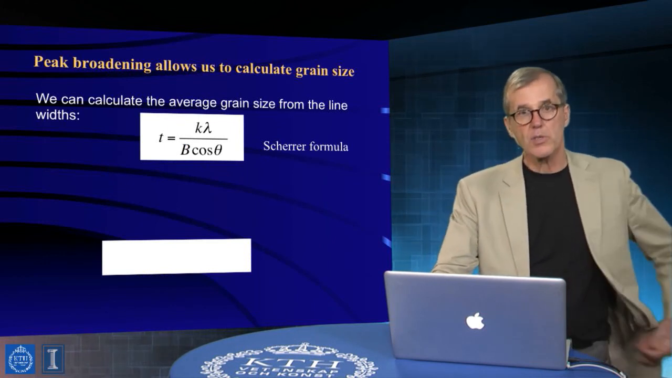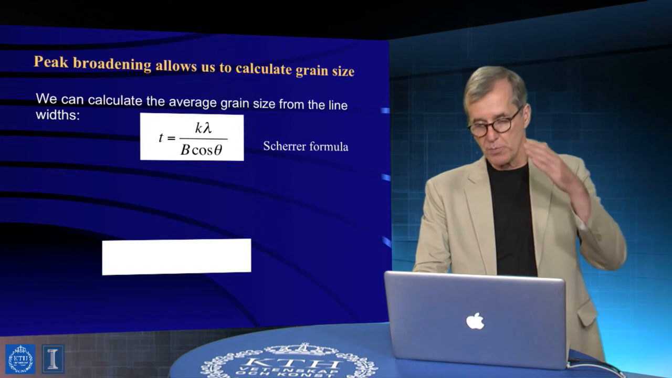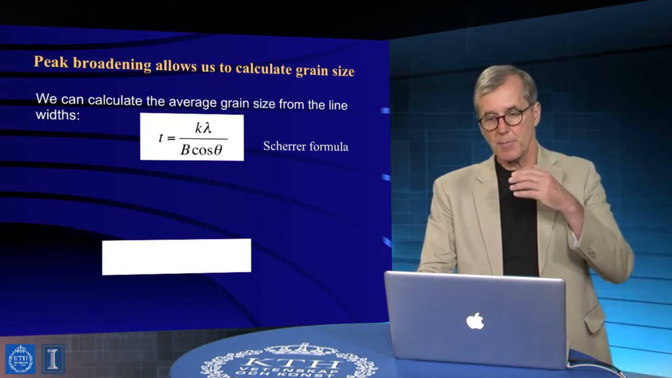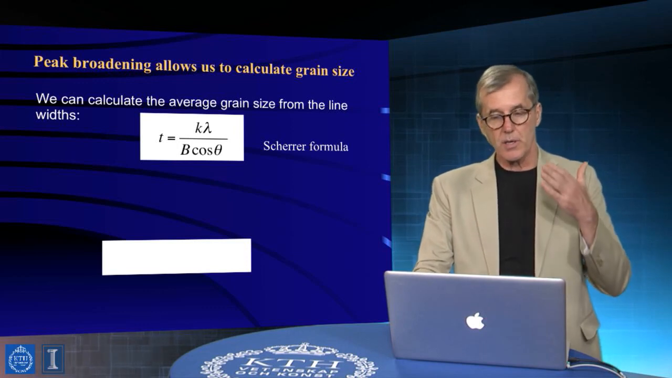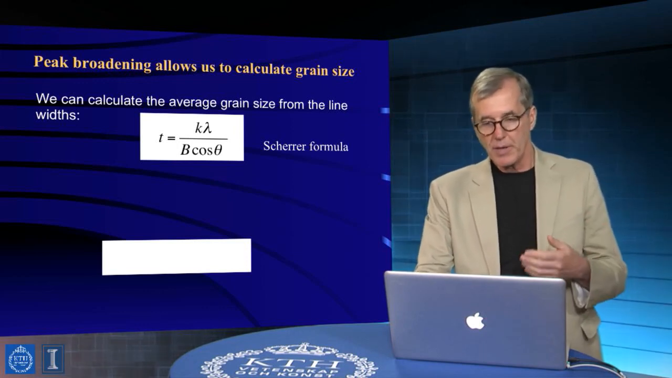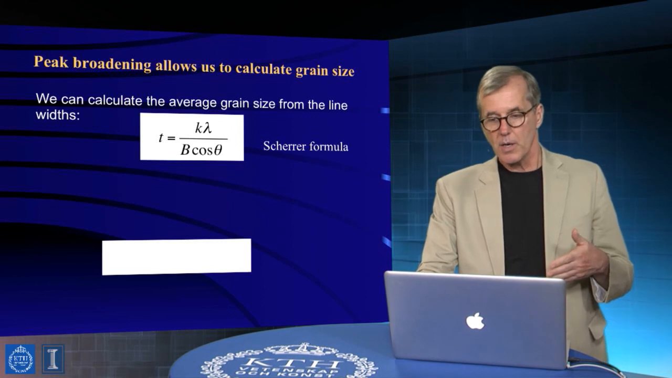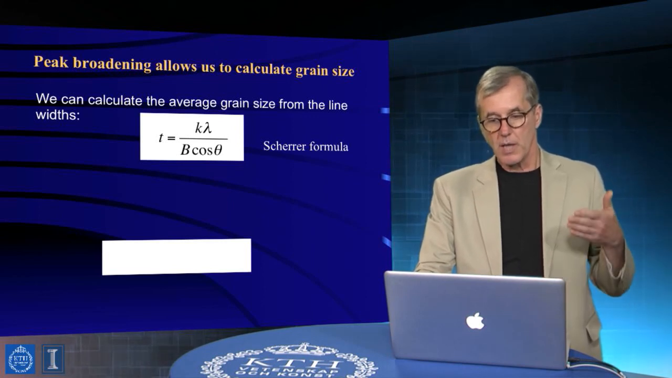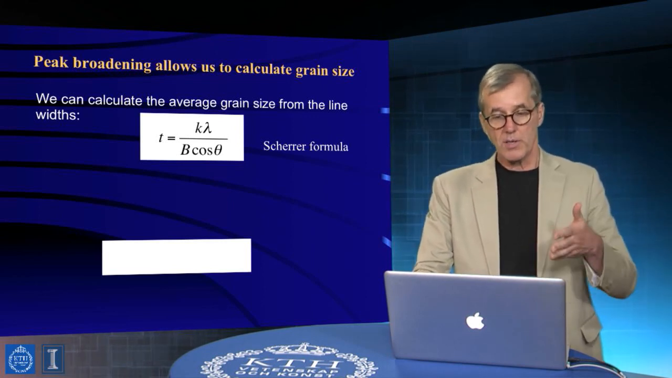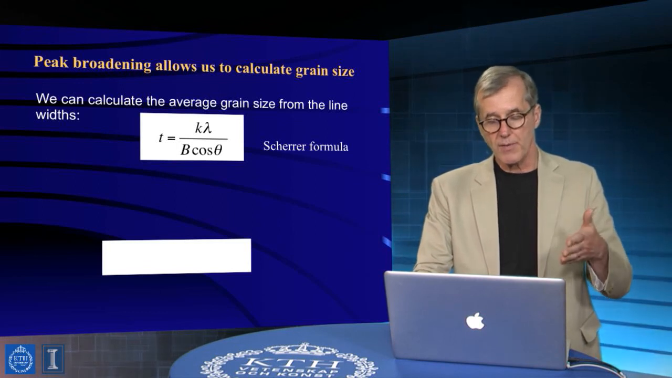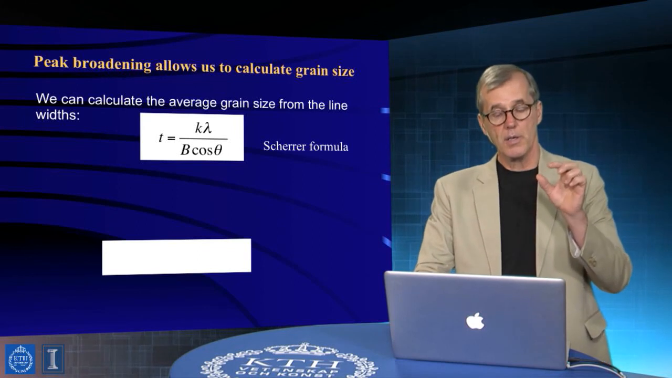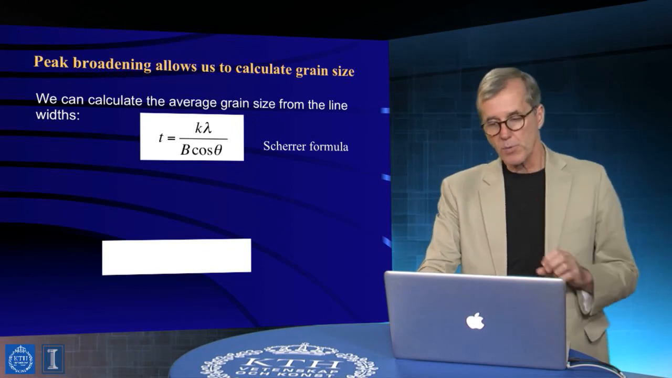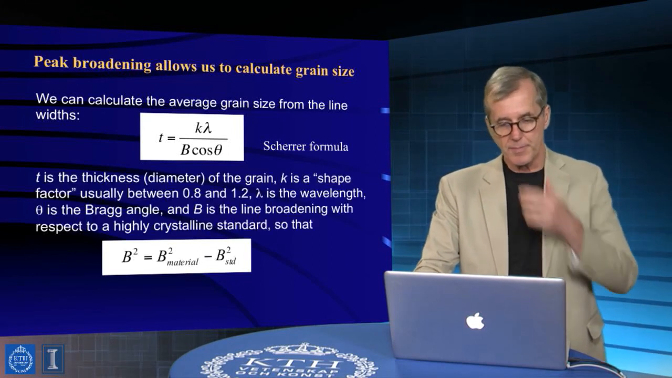But we can actually take those broadened line shapes and analyze the line widths quantitatively. And this is the application of the Scherrer formula, which relates line broadening, right, to the size of the crystalline platelet or microcrystal that's actually being examined.